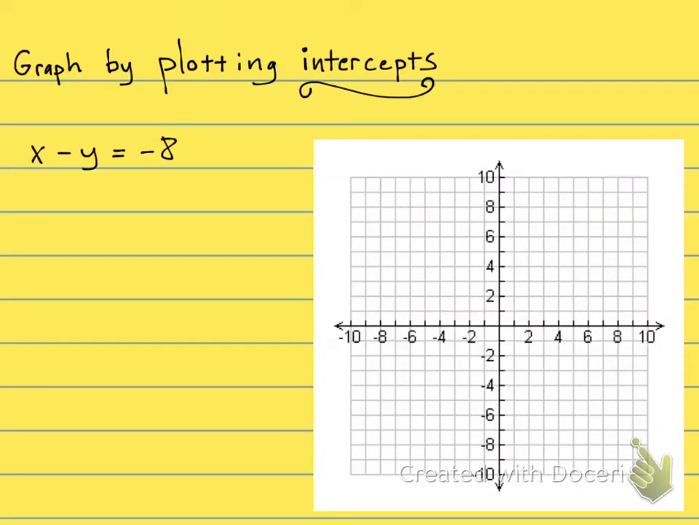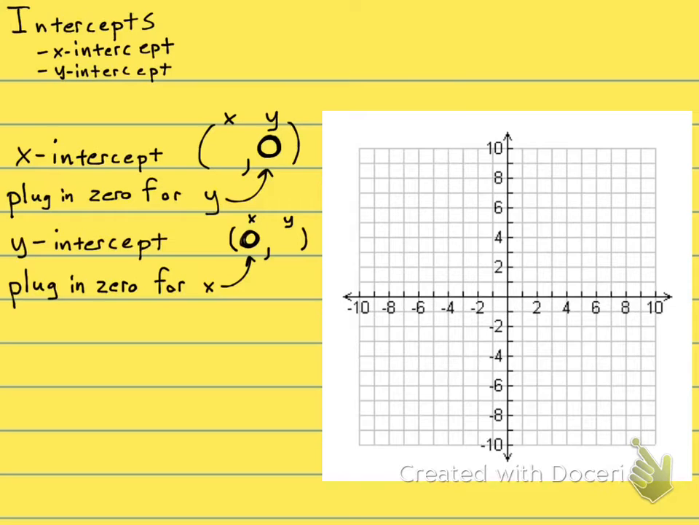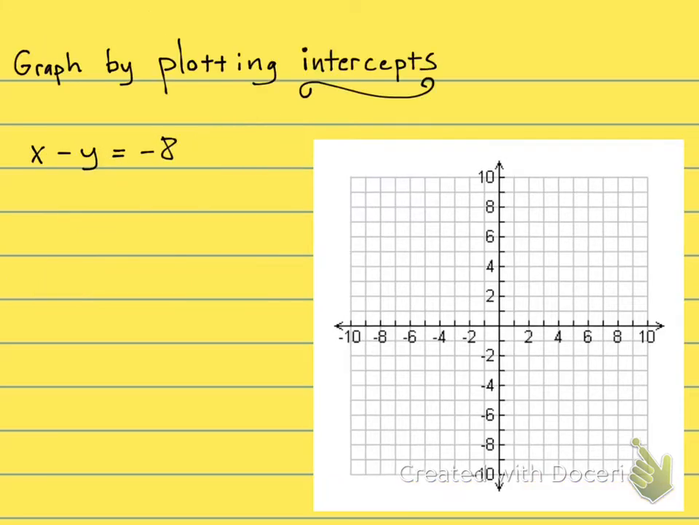They're asking us to graph by plotting intercepts. And if you draw this line any other way, it's going to mark it wrong. So they know when you're putting in the intercepts. So how do we find the intercepts? Well, to find the x-intercept, you plug in 0 for y. And to find the y-intercept, you plug in 0 for x.